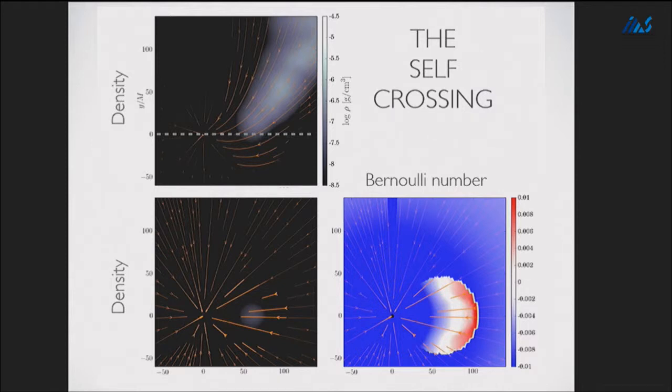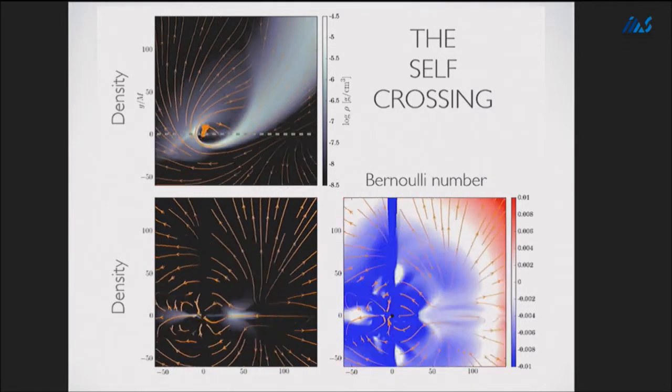This will be an animation showing the evolution of density at the equatorial plane and vertical slices along the dashed line. This will show the density, this will show the Bernoulli number. So red color will correspond to unbound gas, blue color will correspond to the bound gas. And this is what happens.